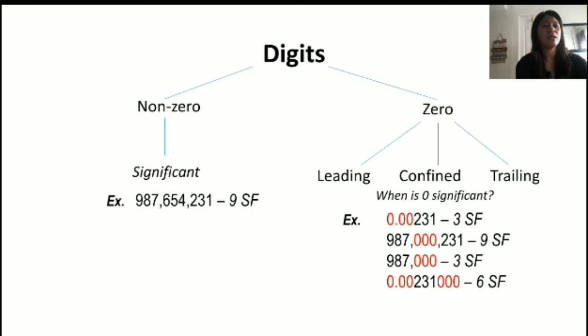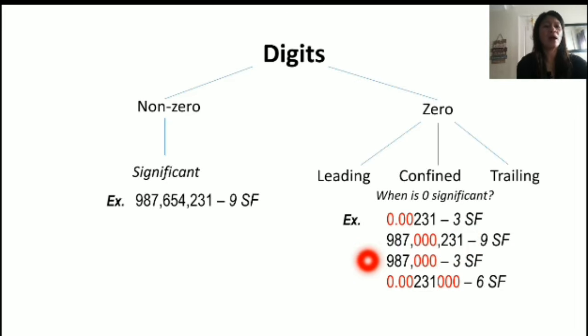And for the last set, we have trailing zeros. So we have here 987,000. These 3 zeros following the 987 digits are what we call trailing zeros, and these zeros are not significant unless you put a bar over the zeros to consider them significant. But in this case, the zeros are trailing and are not significant, and therefore this number has 3 significant figures.